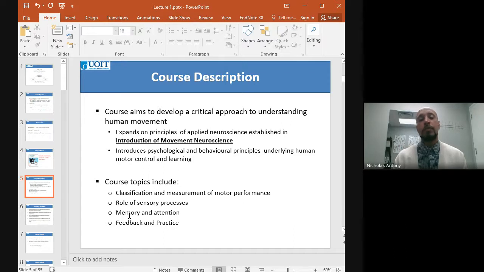So that's an example of how we obviously use our sensory processes to complete motor skills, but then as we get better at a motor skill or as we learn it, it changes. And so we need to understand that, because if we're going to put this information into a clinical or training setting or a rehab setting, then if we understand how things work, we can optimize healing or optimize training or learning. We're going to look at memory and attention.